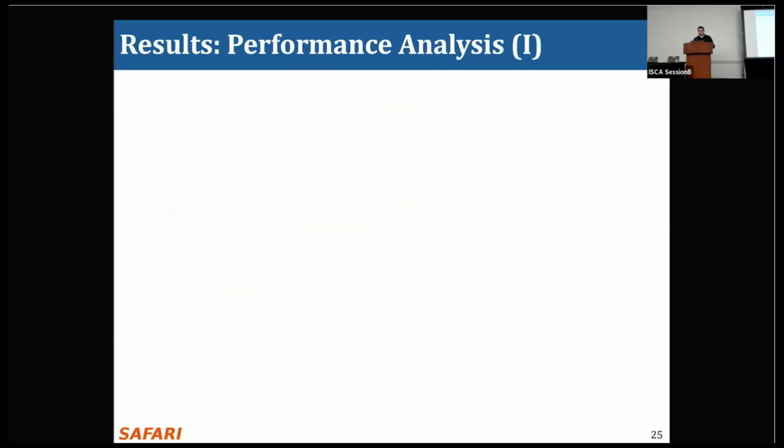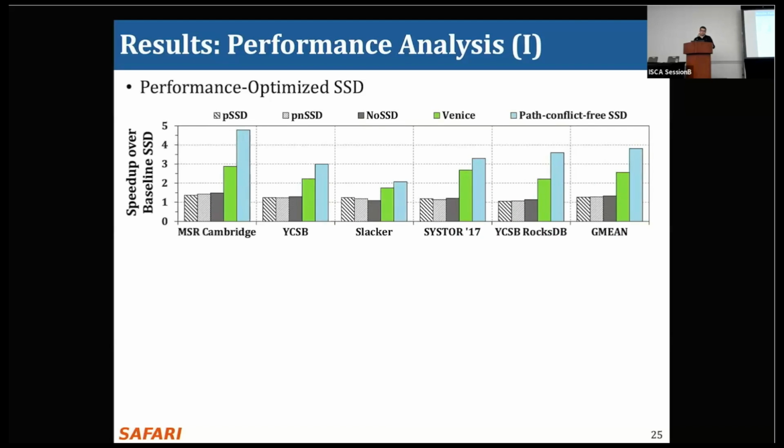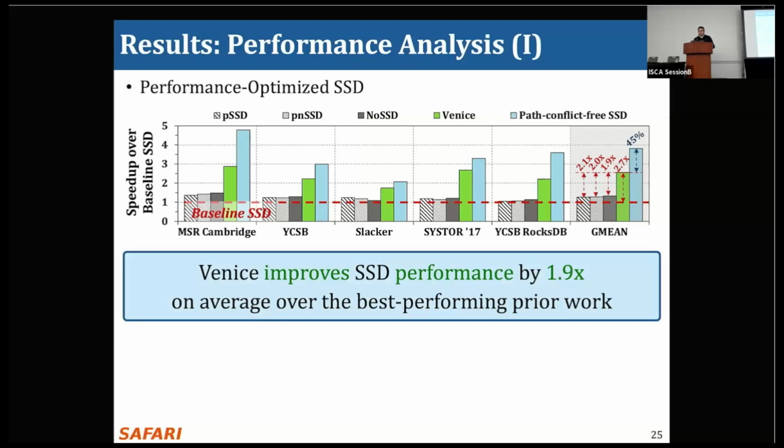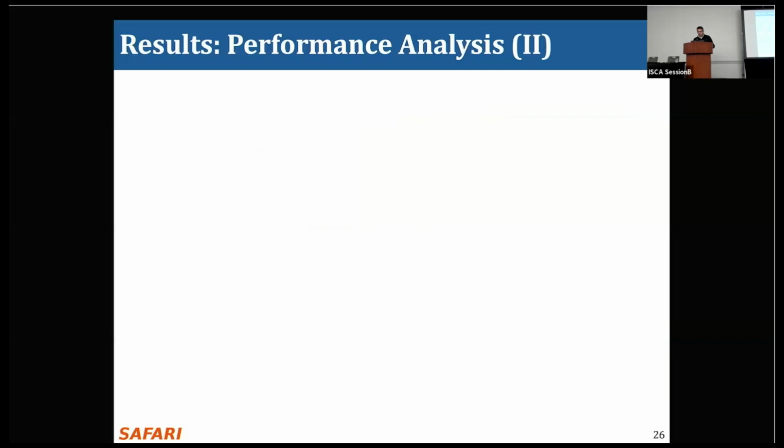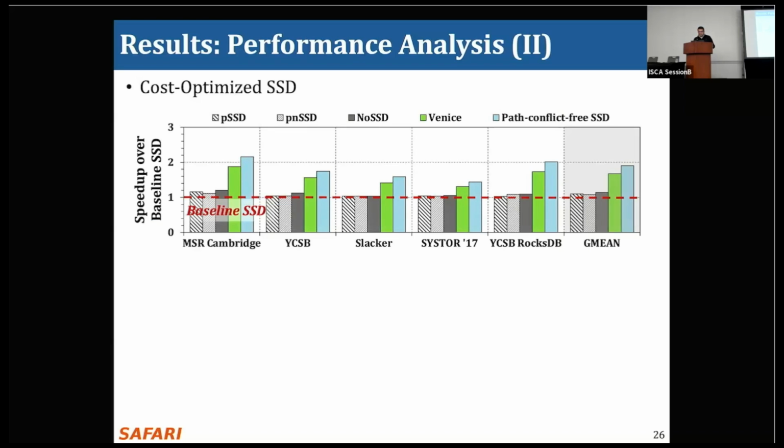Now let's look at some results. We show the performance for Venice and prior approaches on a performance-optimized SSD, and here we show the speedup over the baseline SSD. Venice is shown in green here, and we see that Venice improves SSD performance by 1.9 times on average over the best performing prior approach. Venice's performance is within 45% of the performance of a path conflict-free SSD. Now, we also look at the results for a cost-optimized SSD, and we see a similar trend here as well.